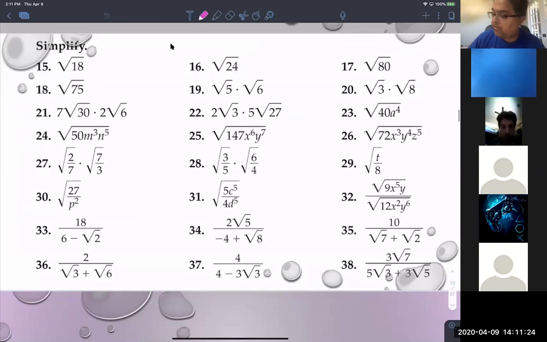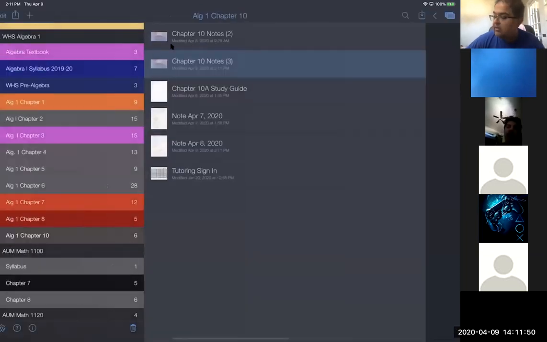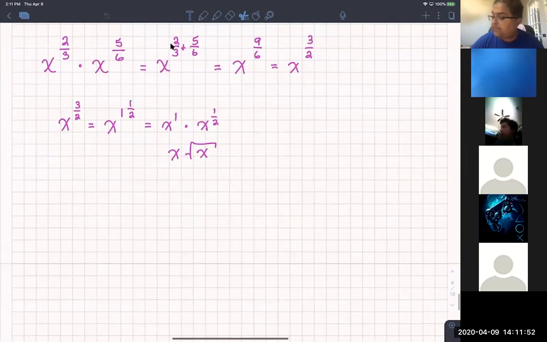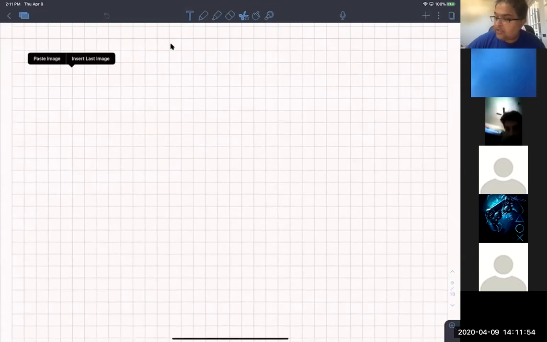And remember, how would we do a problem like number 36? How would we simplify that? What would we multiply the numerator and denominator by? The square root 3 plus square root 6. Not plus, but minus, yeah, minus. And what do we call that? Conjugates.